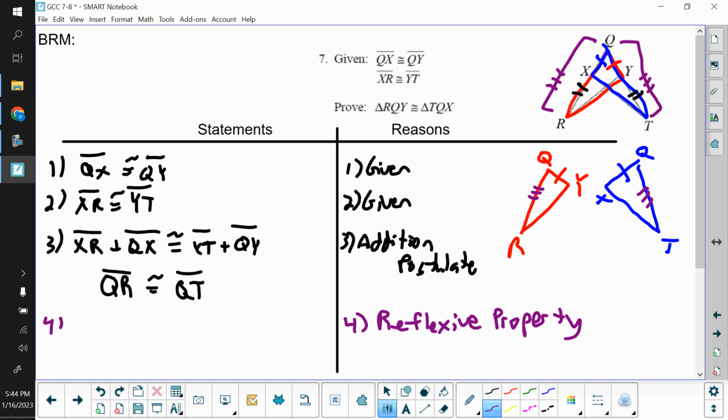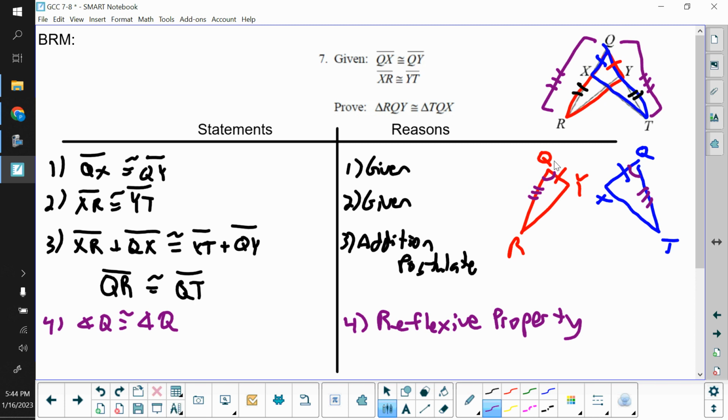And we're going to have angle Q congruent to angle Q. In this unit, mainly you see reflexive property for sides. This again is the only time we've seen it with the angle. We will see in our similar triangle proof unit later in the year, we'll do reflexive property for angles a whole bunch. So we just said Q is congruent to Q, so that's that angle and that angle.